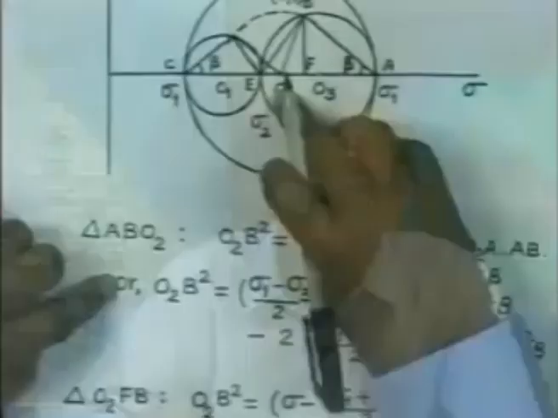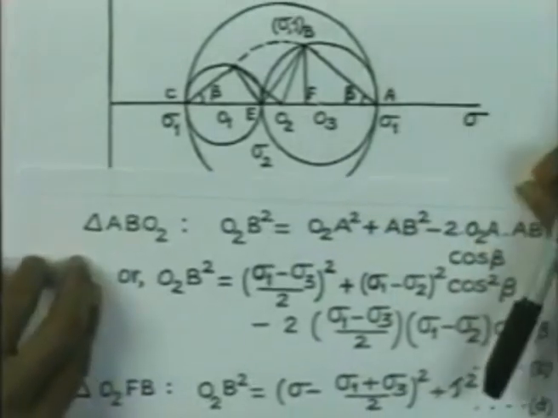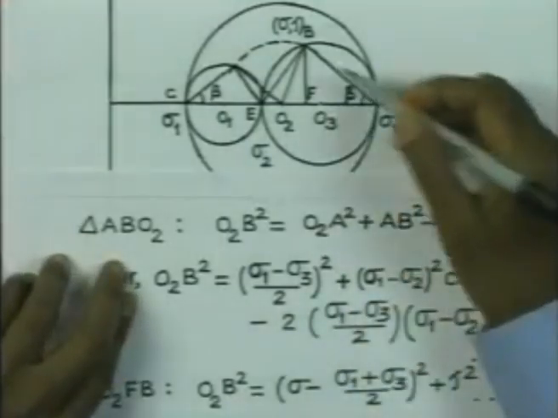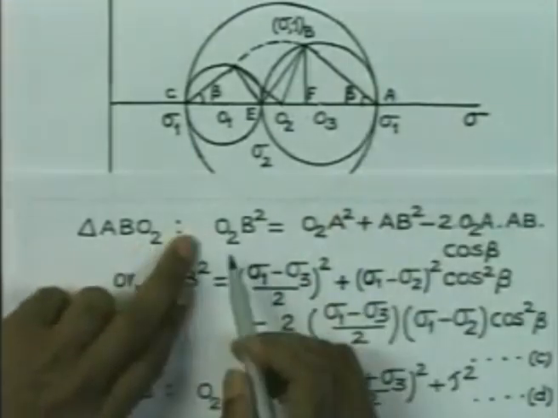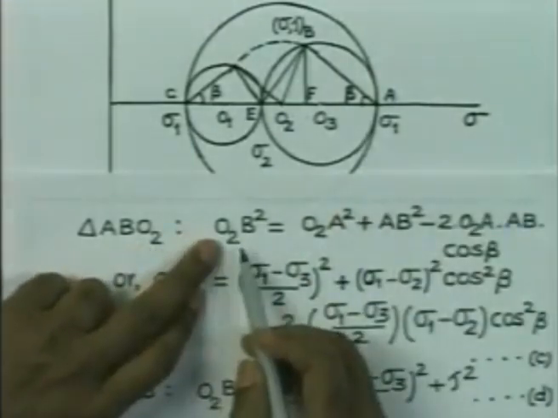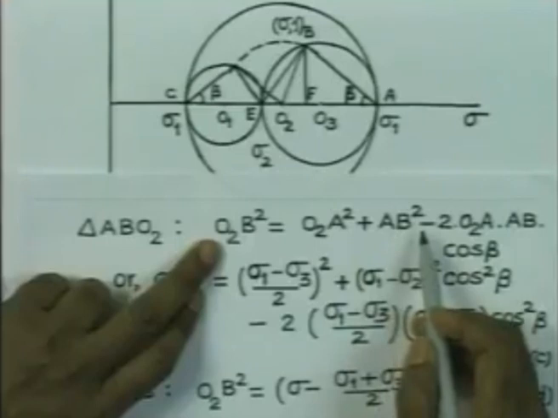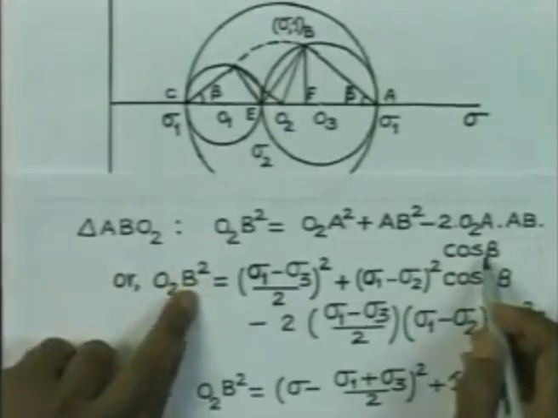Now, let us consider the triangle ABO2. From this triangle we have O2B square. Since beta is an acute angle, we have O2B square is equal to O2A square plus AB square minus twice O2A into AB into cosine beta.